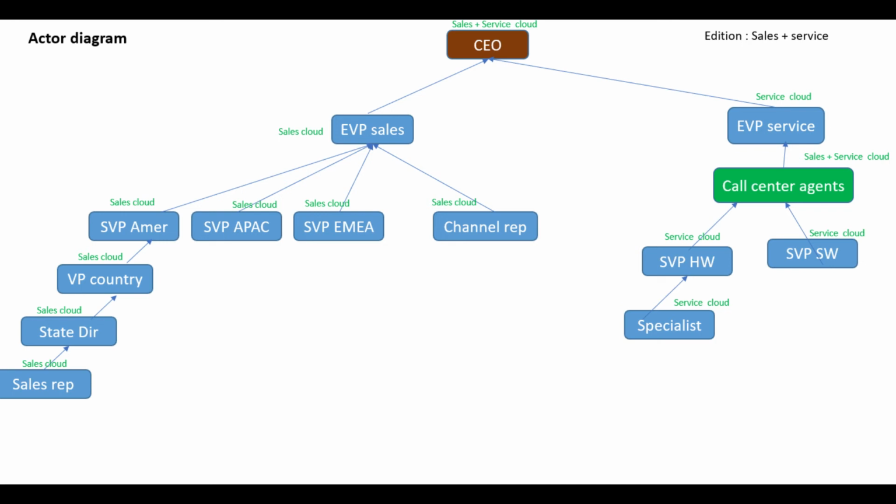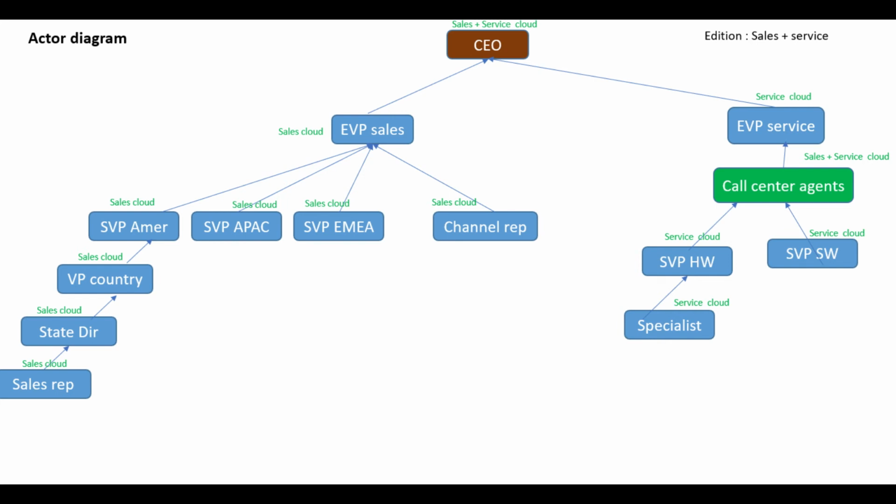Which kind of follow them down the hierarchy. We need to keep the channel rep because it's mentioned they directly report to the EVP sales. So they are at the same level as the SVP. So this is one instance where the org chart, which might be there, might not represent the role hierarchy. So many times they are different. So it's not necessary that they will mirror each other.